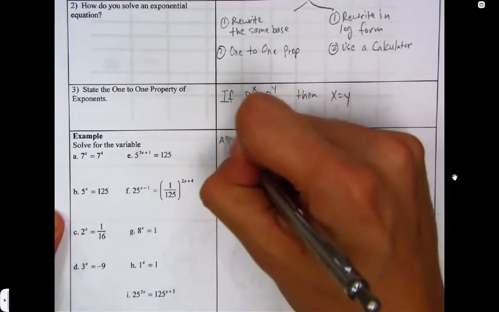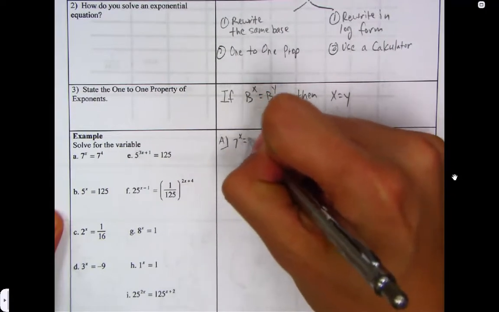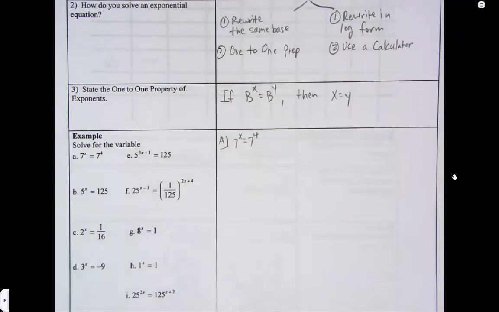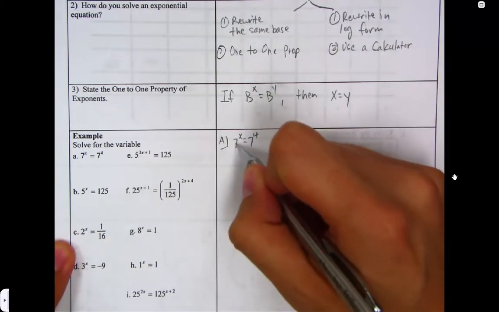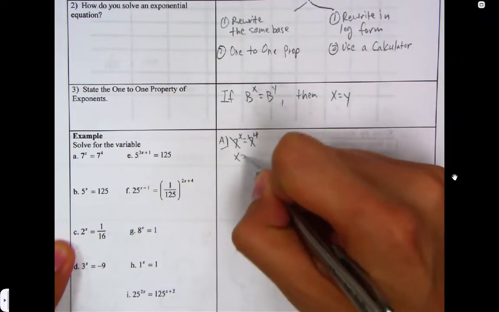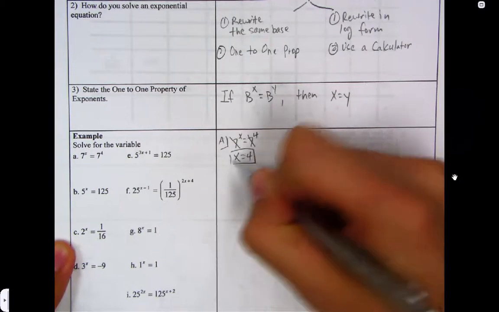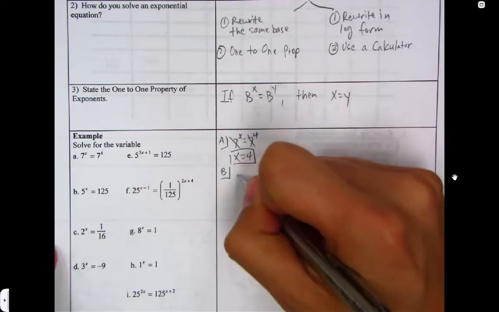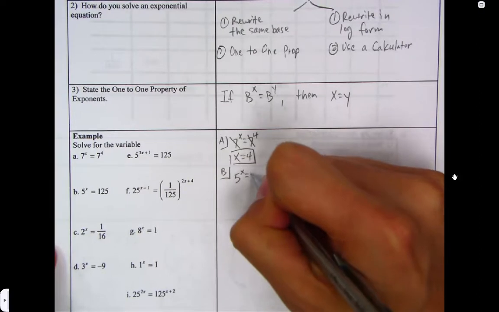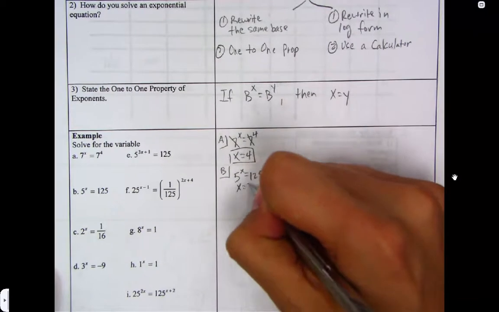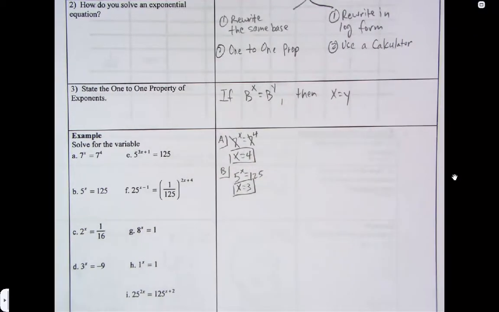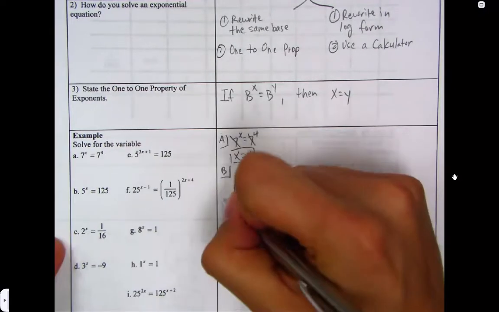A, 7 to the x equals 7 to the 4th. They're the same base, so these cross out, and x equals 4. B, 5 to the what gives you 125? 5 times 5, how many times will give you 125? And we'll say 3 times, because 5 times 5 is 25, 25 times 5 is 125.